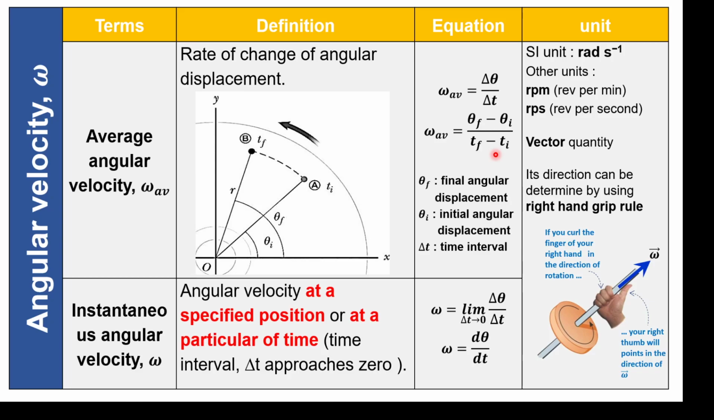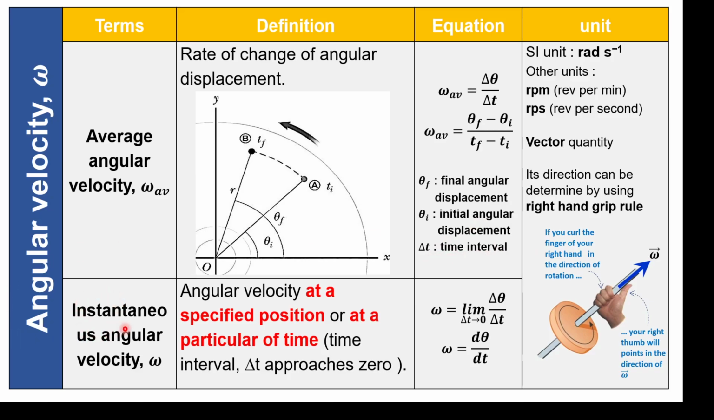When we say that we want to find the average angular velocity, it means that we want to find the rate of change. What does rate of change mean? It means that we want to see the thing at its initial and its final point. So it is the final point minus the initial point of angular displacement and time, where here are the term definitions: final angular displacement, initial angular displacement, and delta t is the time interval, where the time interval is the final time minus the initial time.